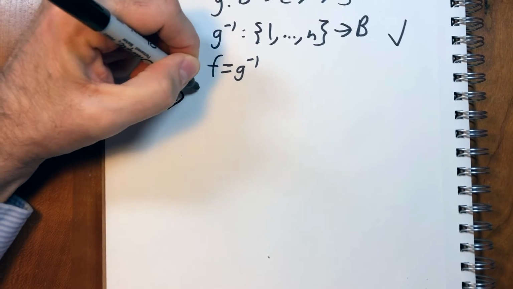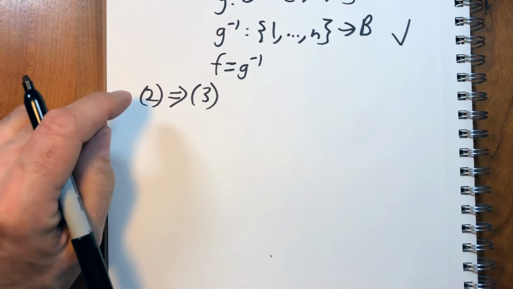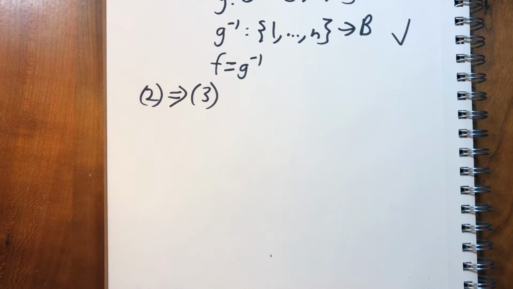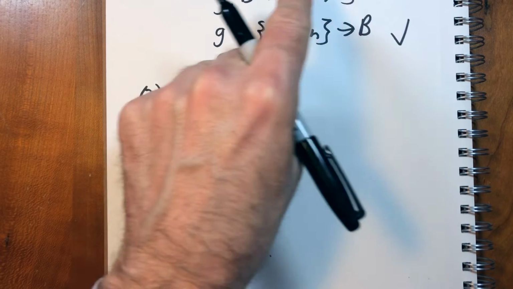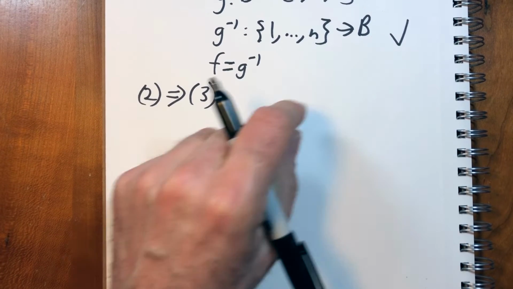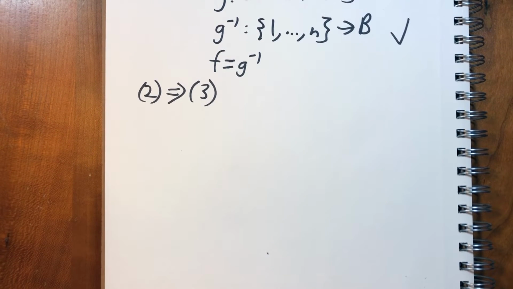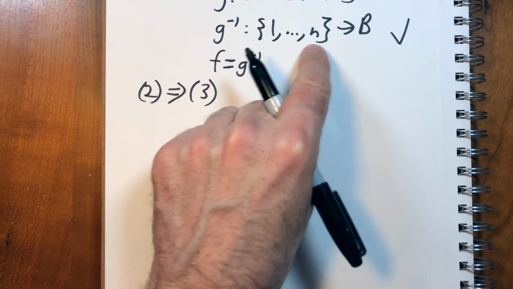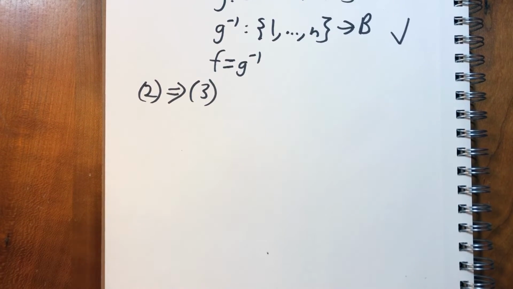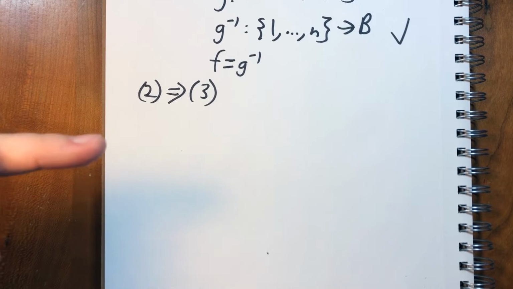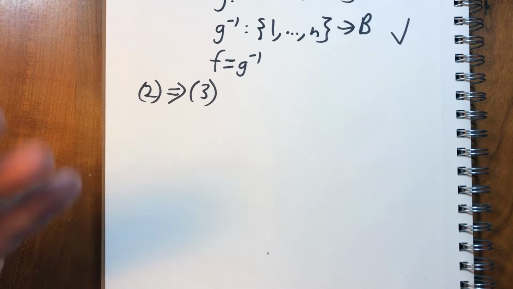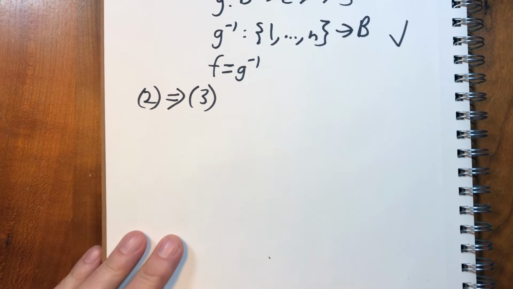Now we'll assume 2 and prove 3. 2 is the statement that there is a surjective function from a section of integers onto B. 3 is the statement that there exists an injective function from B into some section of integers. So we're going to assume that the surjective function exists and then prove that the injective function exists.